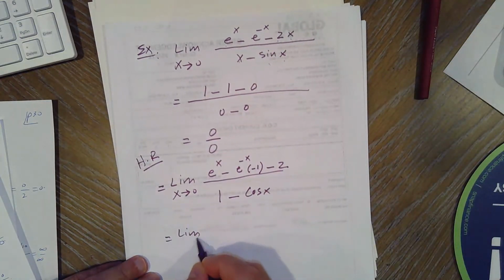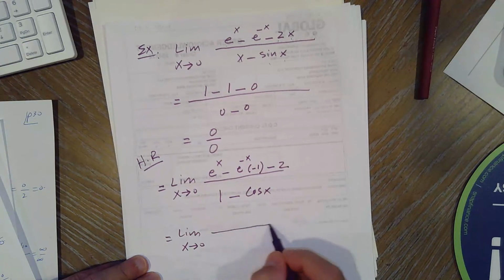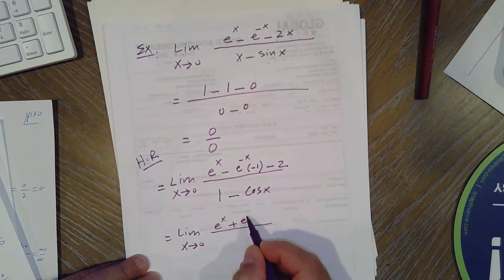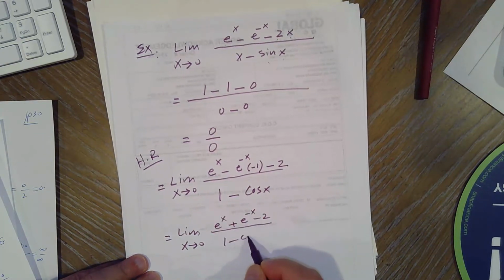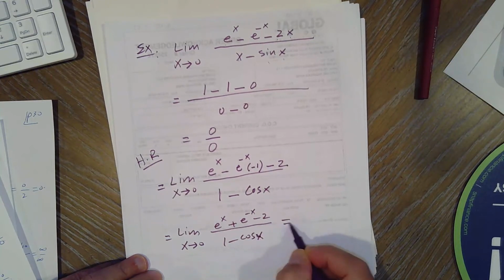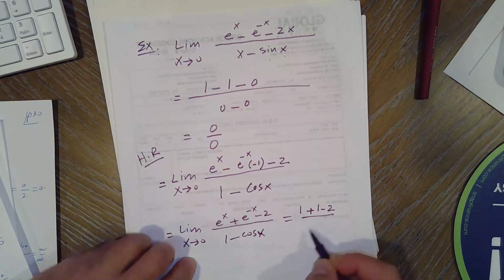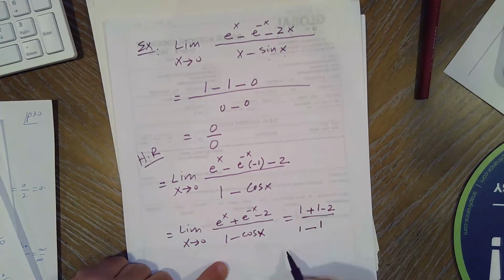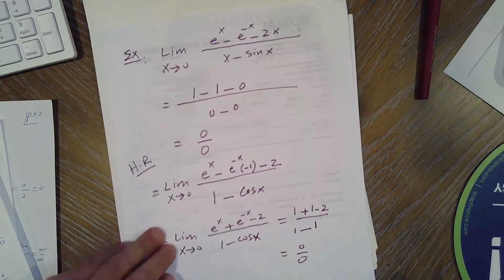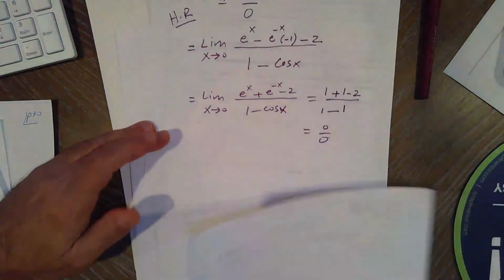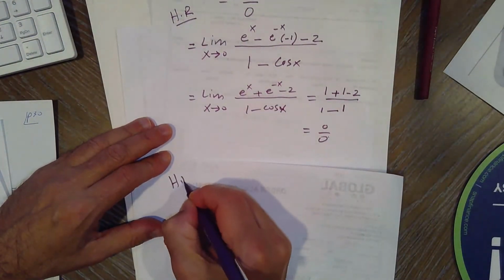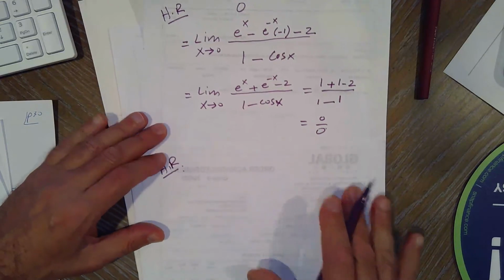So this is the limit as x goes to 0, e to the x plus e to the negative x minus 2 over 1 minus cosine x. So let's plug the 0 in again. So we get 1 plus 1 minus 2 over 1 minus cosine 0, which is 1. We still have 0 over 0. So we're going to do L'Hopital's rule again. So I'll just write HR. That means we're using L'Hopital's rule again.